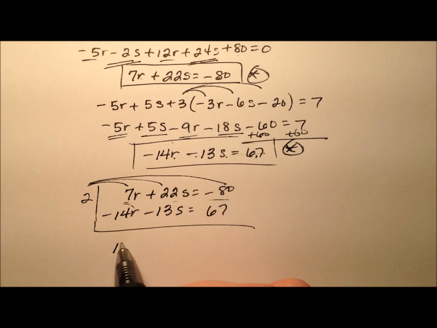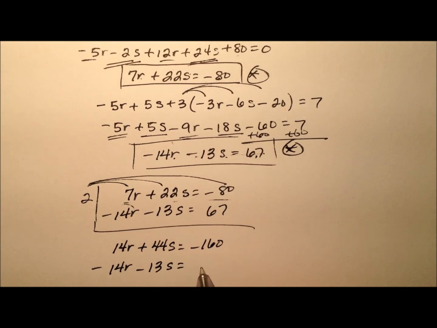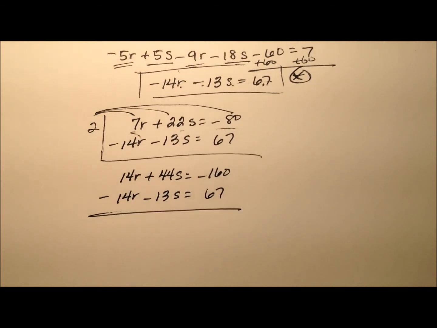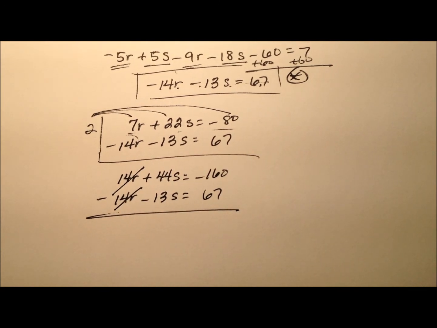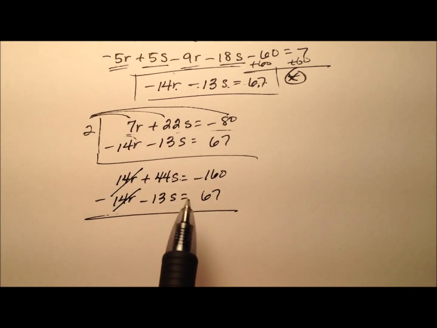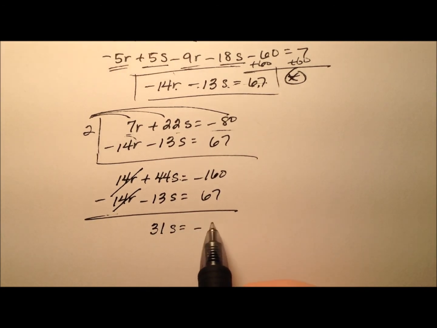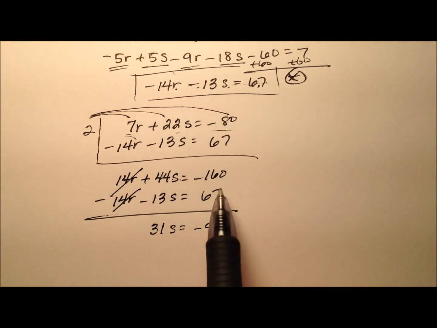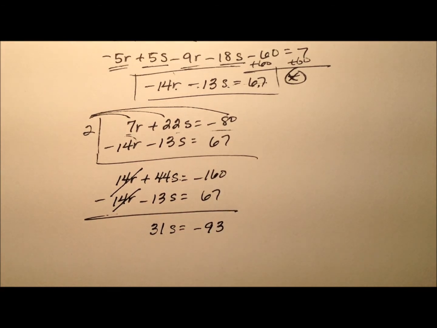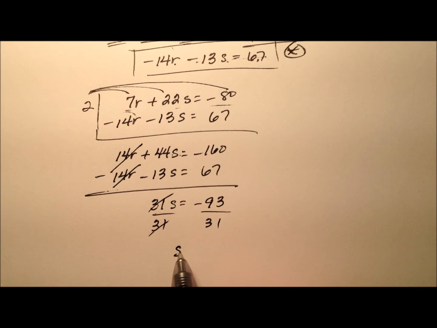So let's run that 2 through the first equation. So 14r plus 44s equals negative 160. And the second equation is left unchanged. So when I add those, my r's cancel, and again that's by design. So 44s minus 13s looks like a 31s, and that looks like it's going to be a negative 93 whenever I take a negative 160 and add 67. So a quick division tells me that S is going to be -3.